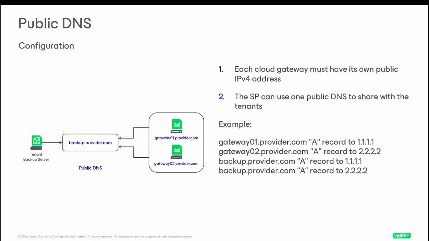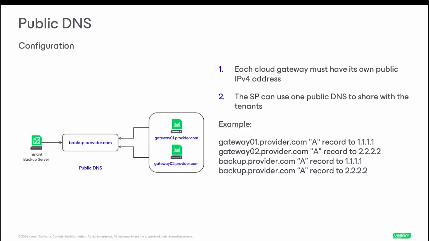Now, last but not least is the public DNS configuration. Each cloud gateway must have its own public IPv4 address, regardless of whether the IP is directly configured on the cloud gateway or on a NAT gateway in front of it. To resolve the public DNS names of cloud gateways to IP addresses, the service provider must create a separate A record for each IP address.